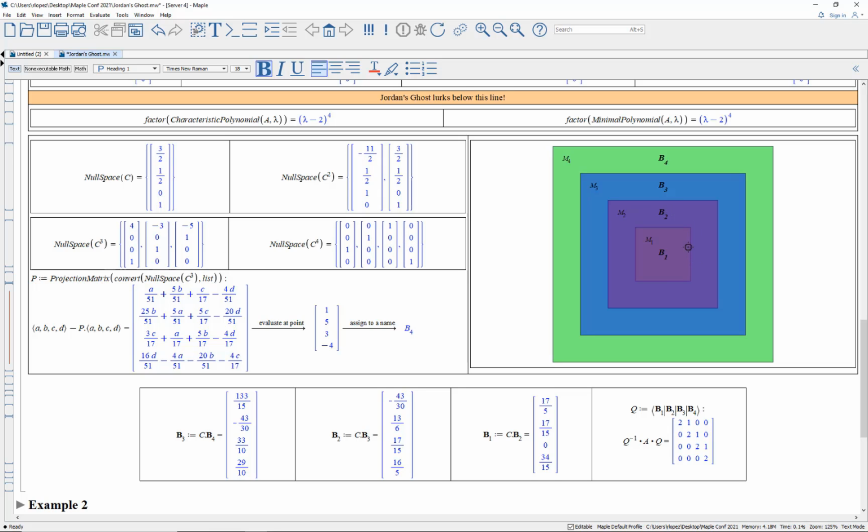Here's a picture. The null spaces are nested. Here is M1, the eigenspace. M2 sits around it. M3 sits around that. M4 sits around that.